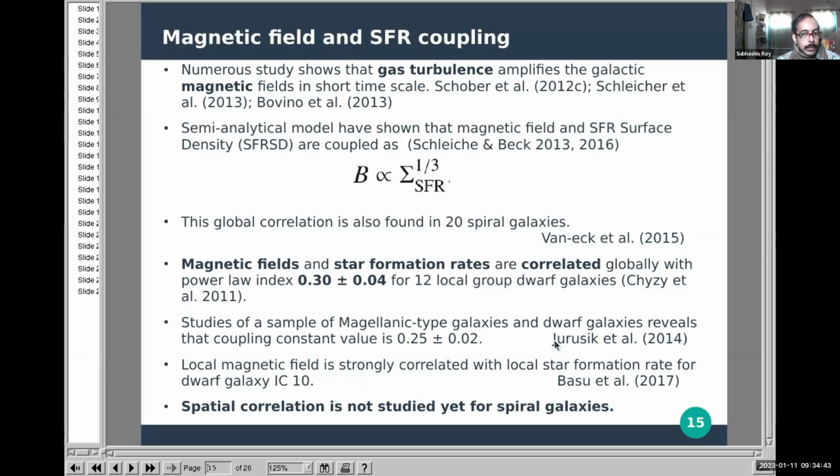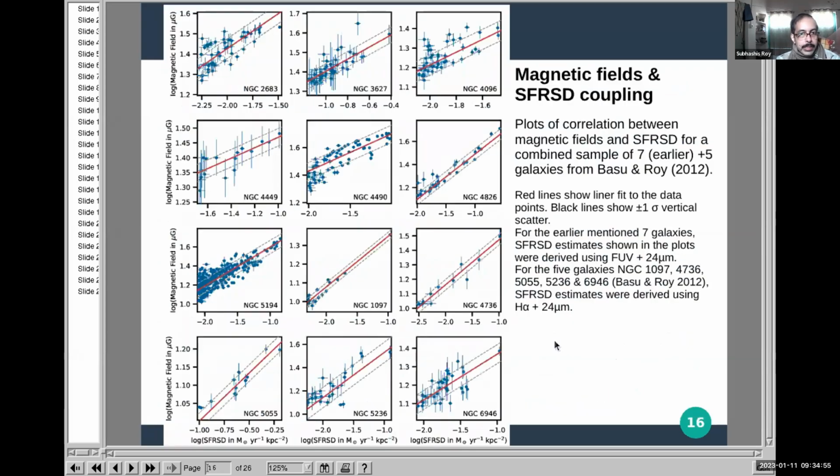Now, in a spatially resolved way, this has been done only for a dwarf galaxy, IC10, by Basu et al. 2017, but it has not been done for spiral galaxies. So we carried it out. These are the plots of correlation between magnetic field and star formation rate surface density for a combined sample of 7 galaxies, which was done earlier, plus 5 galaxies taken from Basu and Roy's publication of 2012.